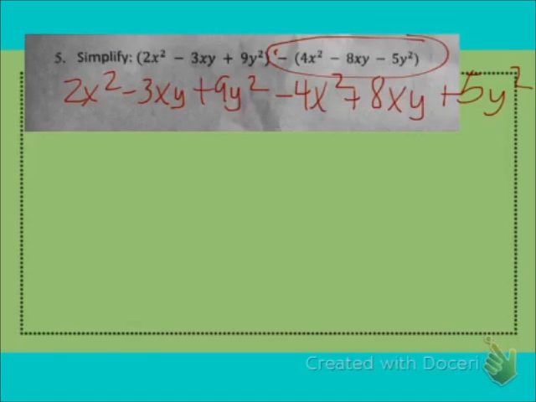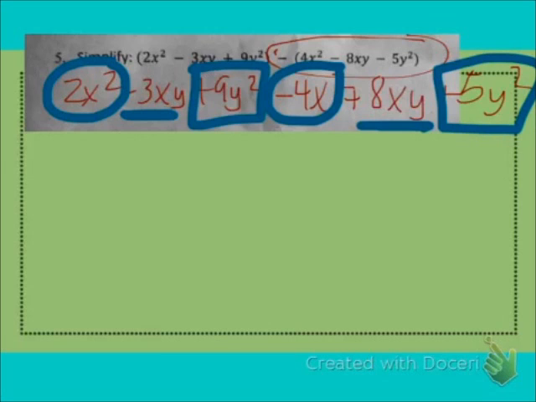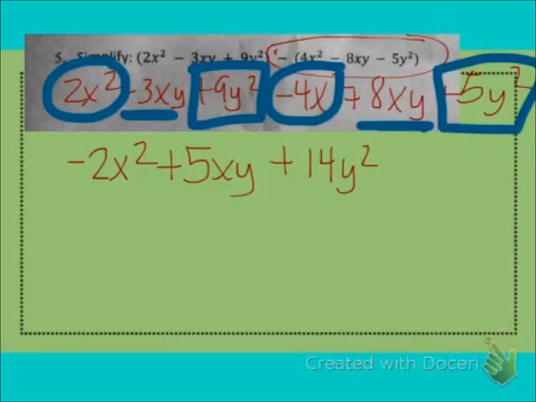Now from here, we should be able to combine this that has an x squared and this, that with that, and this with this. Now keep in mind the signs that they had. So 2 minus 4 would be a negative 2x squared. That negative 3xy plus the 8xy becomes a positive 5xy. And then 9 plus 5 would become a 14y squared. This is just combining like terms. That's it.